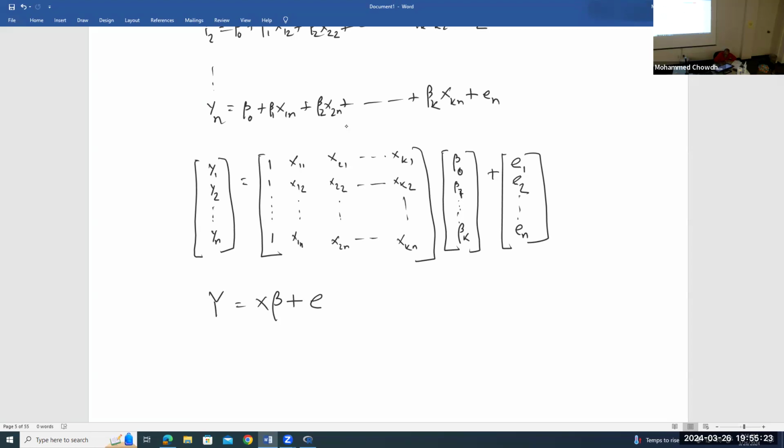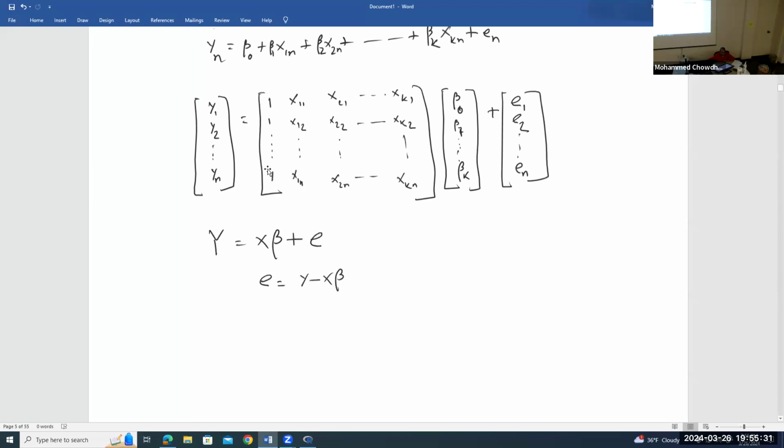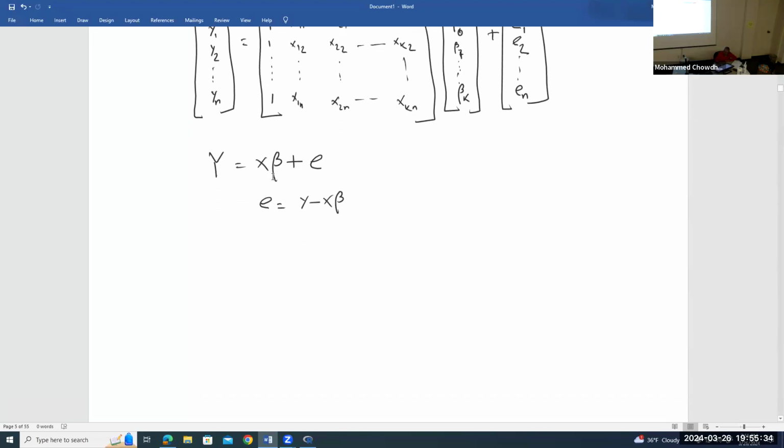From there I can write e equal to y minus X beta. Okay. Now I can write e prime e equal to y minus X beta, transposed, times y minus X beta. This is the error sum of squares.